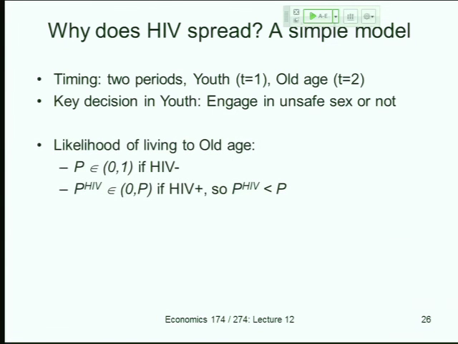Again, the main cost you pay in this model for engaging in unsafe sex is that it affects your mortality risk. If you are HIV negative, you have a likelihood of living to old age, which is denoted by P, which is an element of [0, 1], meaning you have a chance somewhere between 0 and 1 of living to old age.